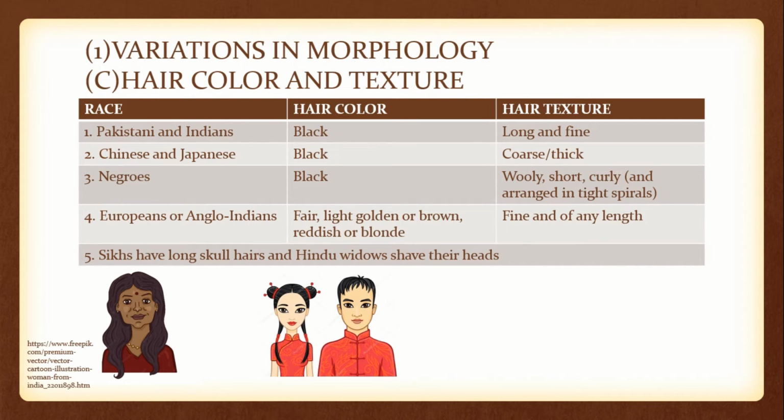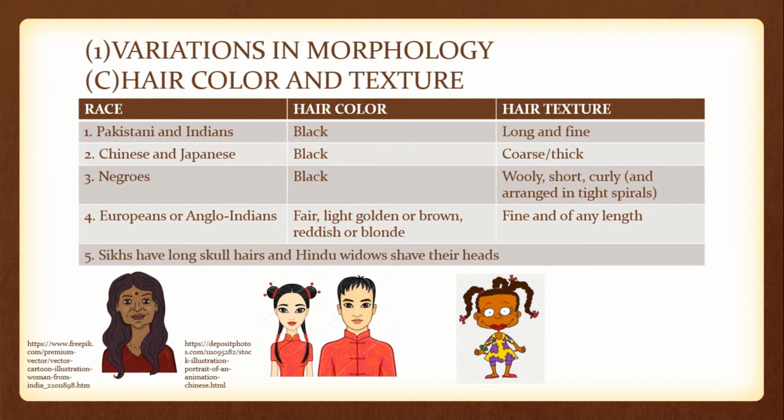Based on the tika, I would rather say she would be an Indian. Okay, moving on. If the hair color is black and the hair texture is coarse and thick, then that living person would most probably be a Chinese and or Japanese. Again, I have added an animated picture over here, and you can see that these people have black hair that is coarse and thick, so they would most probably be Chinese and or Japanese.